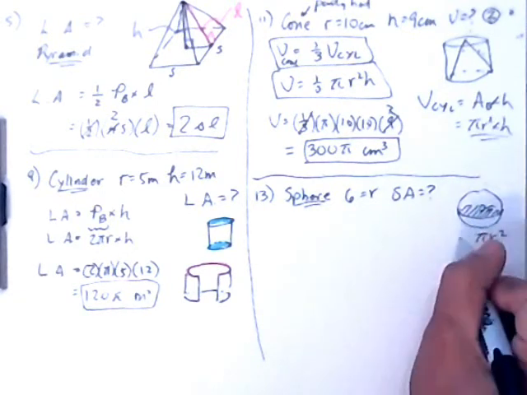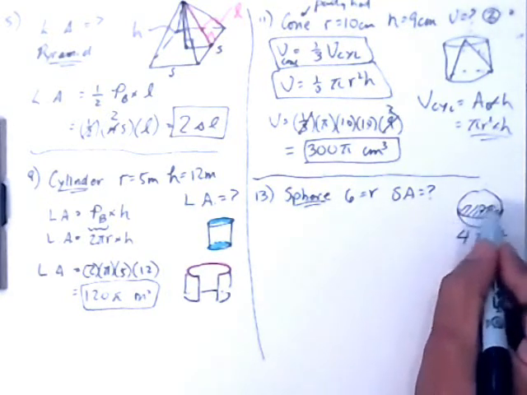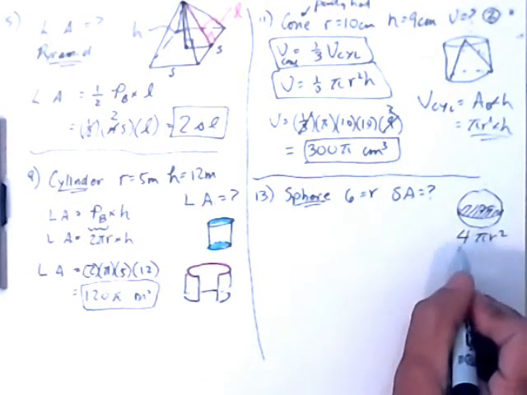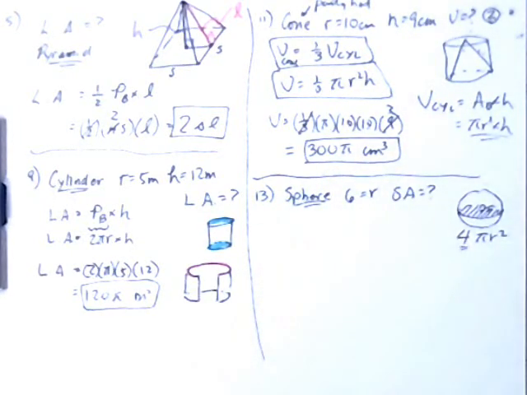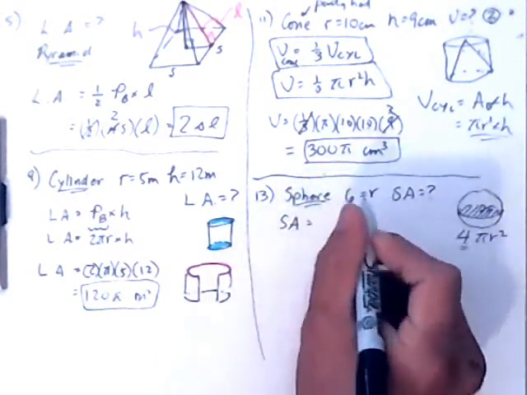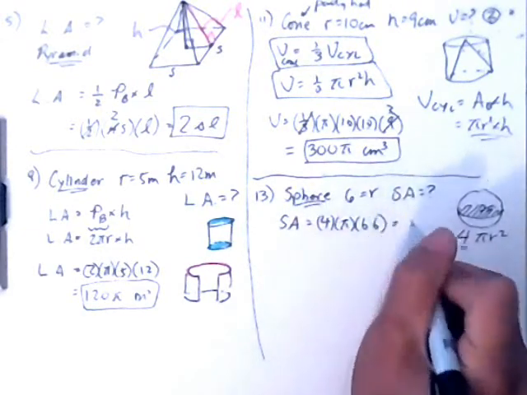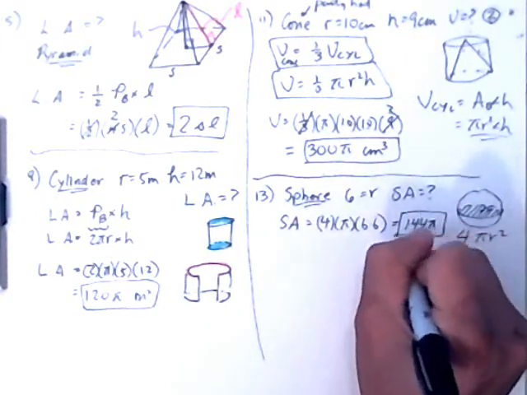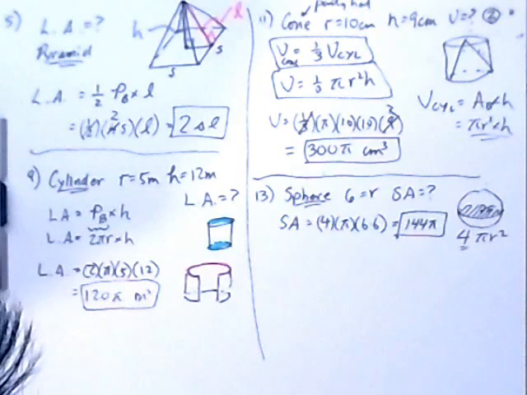So if you take 4 of these and you plaster them on the outside and you paint over it, the same amount of surface area, that's what you get. It's a crazy number. It's always 4 times the area of the circle. So the surface area is equal to 4 times pi times r, which is 6 times 6. 36 times 4 is 144 pi. I memorized that. 36 times 4 is 144, I think. Want to make sure. I try not to make a lot of mistakes.